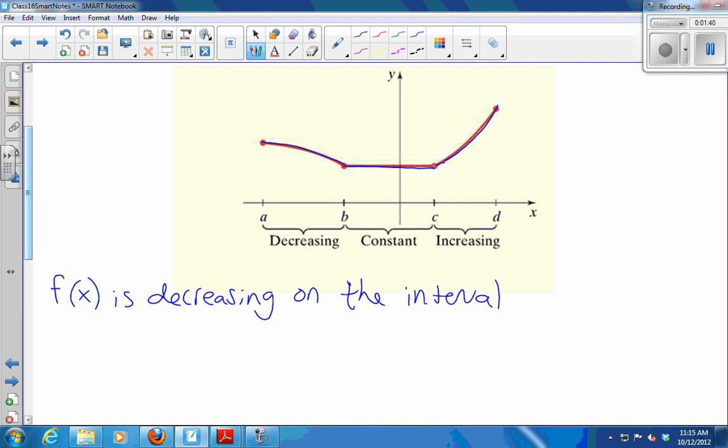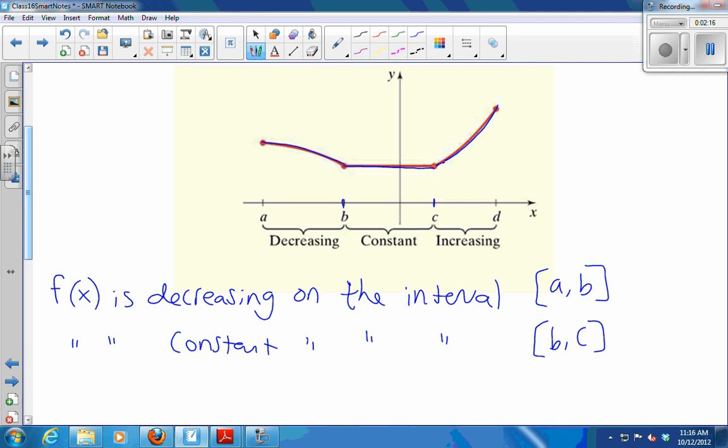from a to b. So when you explain where a function is decreasing, increasing, or constant, you just give x values. So I would say that this is increasing on the interval a to b. And I would say f of x is constant on the interval from b to c. Okay, so again, I just give the x values of where the function is increasing, decreasing, or constant.